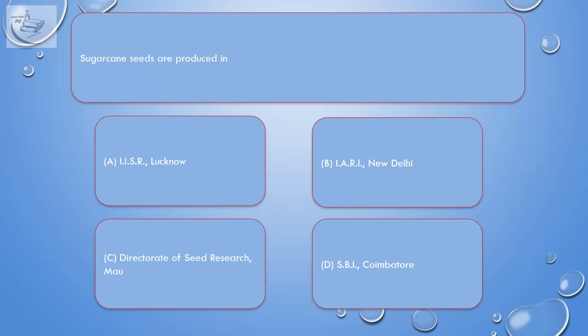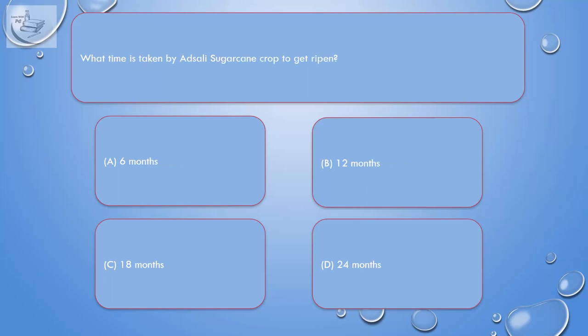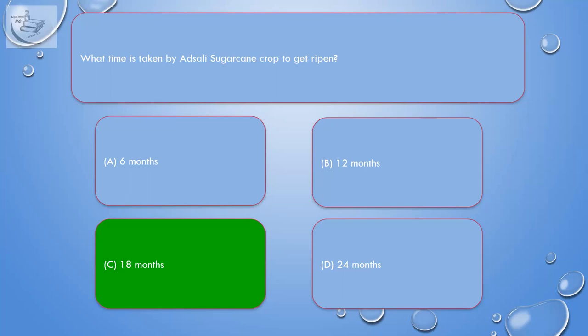Correct answer is D. Coimbatore. Question: sugarcane seeds are produced in A. IISR, Lucknow, B. IARI, New Delhi, C. Directorate of Seed Research, Mau, D. SBI, Coimbatore. Correct answer is D. SBI, Coimbatore. Question: what time is taken by sugarcane crop to get ripe? A. 6 months, B. 12 months, C. 18 months, D. 24 months.